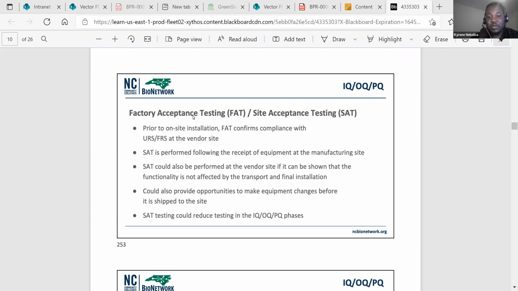So let's say in your IQ, your installation, you want to make sure that certain things are installed correctly. If you tested or verified that in your SAT, you can leverage that and say that if it's part of your IQ protocol, it was done in your SAT. So that's what that's all saying.